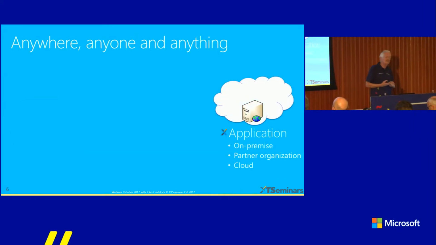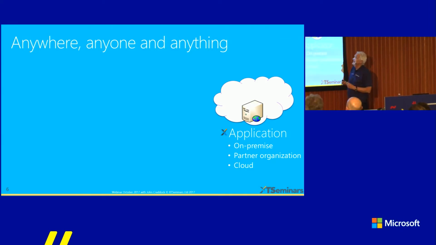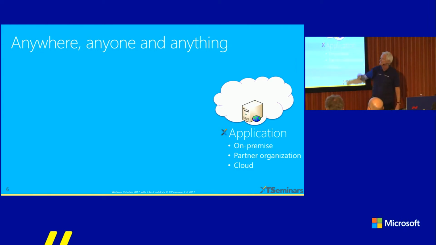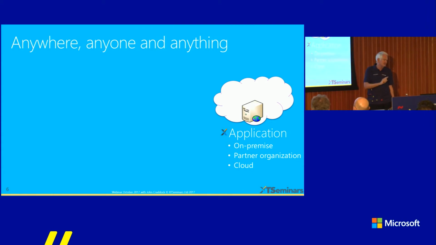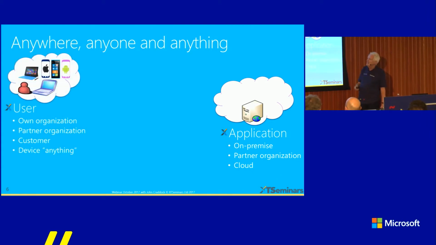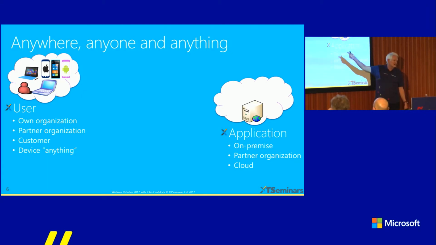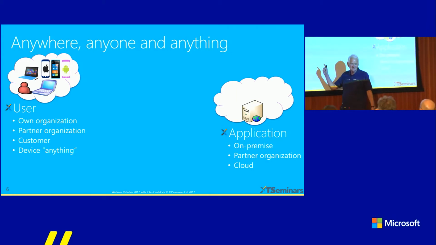And I've used this slide for a while now: anywhere, anyone, anything. Where's your app? The answer is, or your service, anywhere. So it's on your premises, it's a partner, it's somewhere else. We don't care. What we want is a mechanism that will work regardless of its location. And then the user, users from our own org, users from partner orgs, consumers, right, using any device.